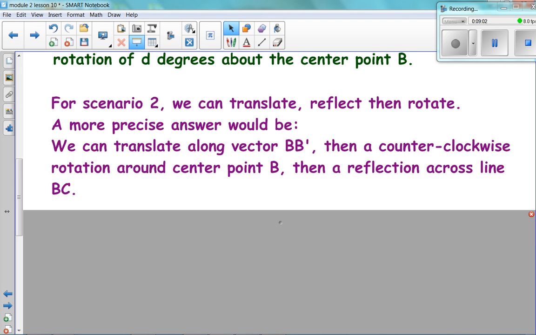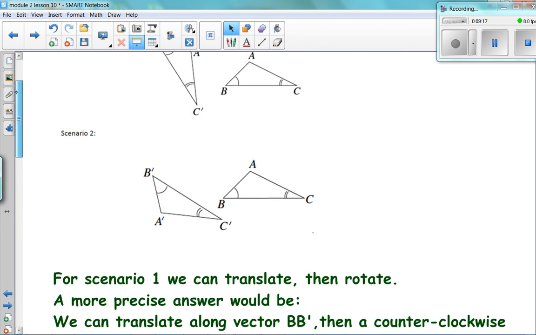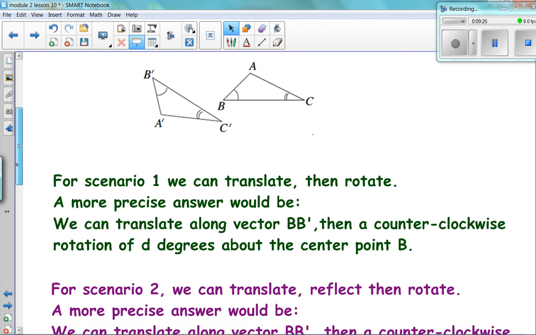Now you could have picked another vector, but that may or may not change what line you're reflecting across. So you may have other scenarios that would work for you. If you do, that's fine. Let's discuss them when we discuss this lesson, and let's see if other ones work.